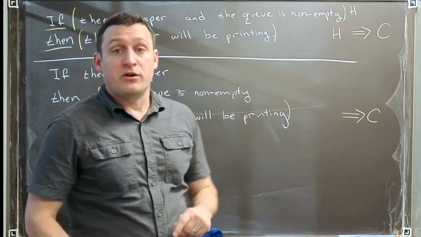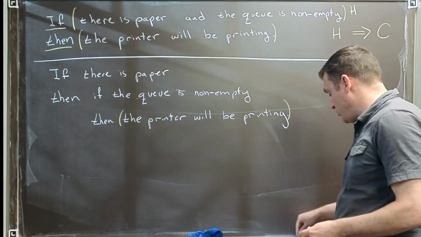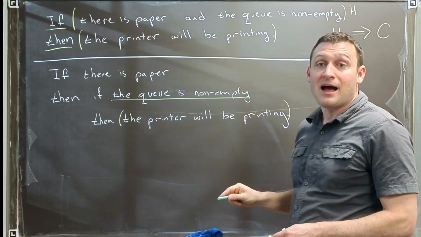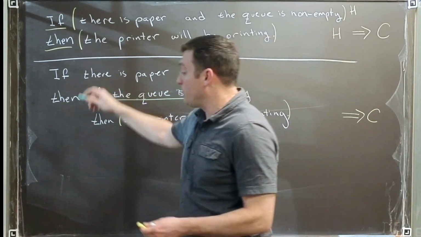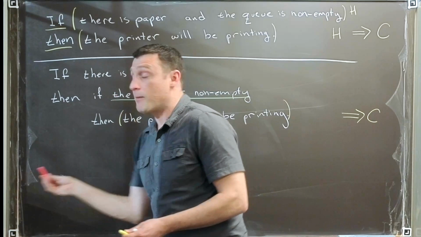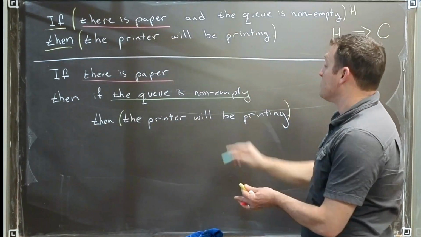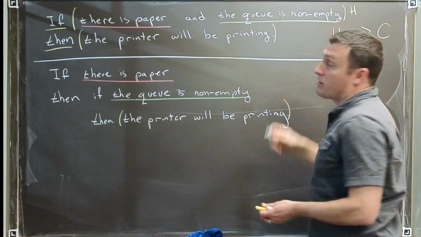What else is going on in the denominator? Here we see there's a genuine change. We notice that no longer are we taking the entire hypothesis. In fact, we've broken it apart into two separate hypotheses. There is paper occurred here, and the queue is not empty occurred there.